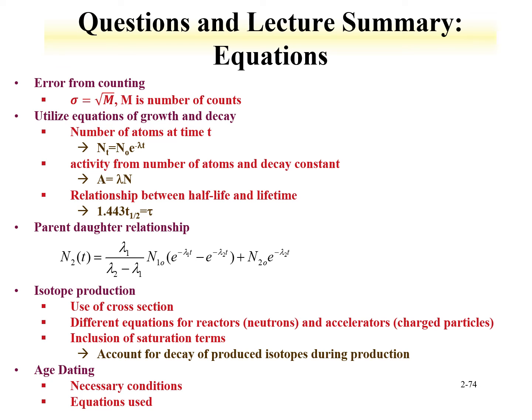You should be able to calculate parent-daughter relationships. The full equation for the parent-daughter relationship is shown here, where the daughter atoms at a given time are a function of the amount of initial parent and any initial daughter that's present. There are relationships that can simplify this based upon the half-lives of the parents and the daughters. You should be able to do calculations for multiple progeny using programs and understand that the Bateman equation is used to do multiple progeny. However, you will not be asked to calculate the Bateman equation or develop programs or spreadsheets for doing the Bateman equation.